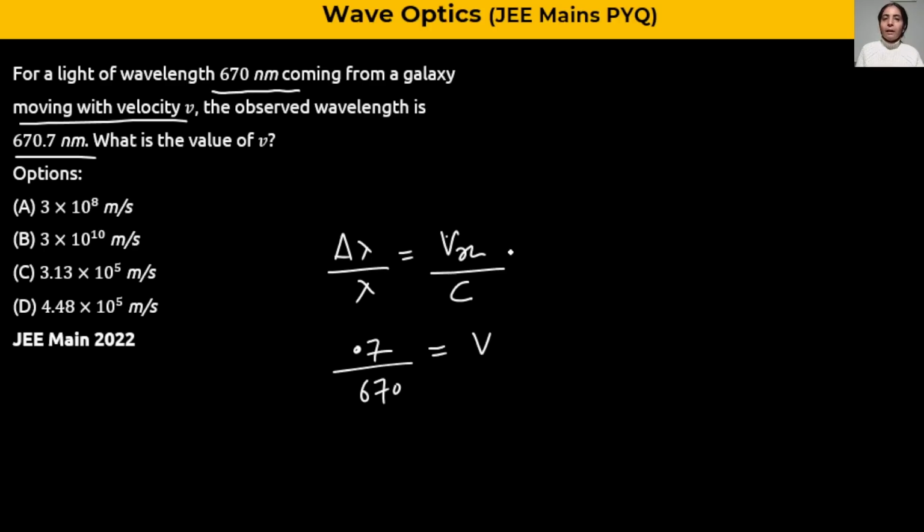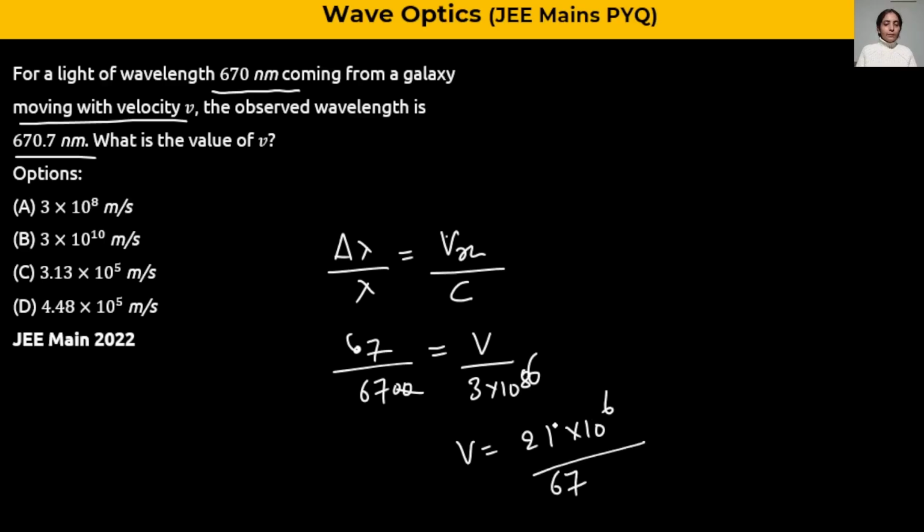Because we will take earth's velocity as zero, nothing is mentioned about the observer's velocity, so it is at rest basically. So this divided by c, that is 3 into 10 to the power 8. So what will be your v? That is going to be v equal to 0.7. So you can take the zeros like this, 2 zeros from here will cancel with 6. So this is 21 into 10 to the power 6 divided by 67. Something of this sort. So if I take it as 70, then this becomes 3. But this is not 70, this is 67.